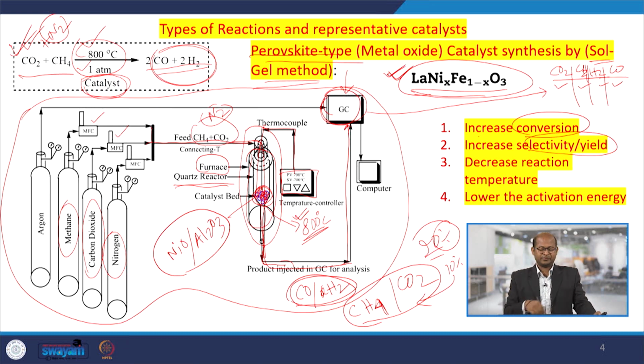So this type of experimental setup, at lab scale, we have to study when the reactant is a gas and the catalyst is a solid, to carry out any reaction. That is how we can conduct it.